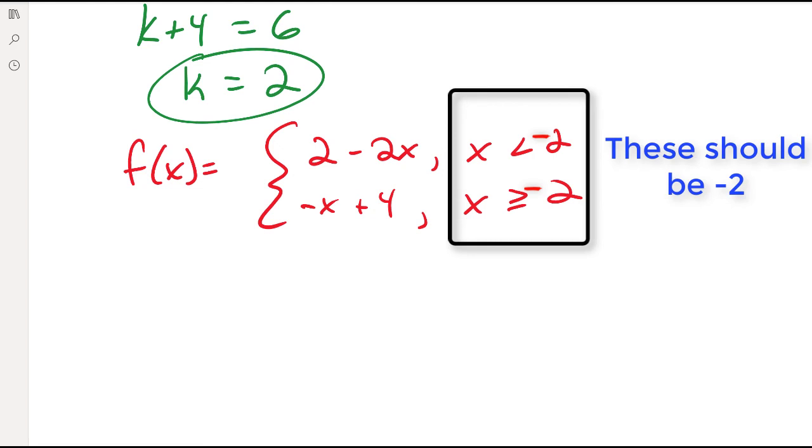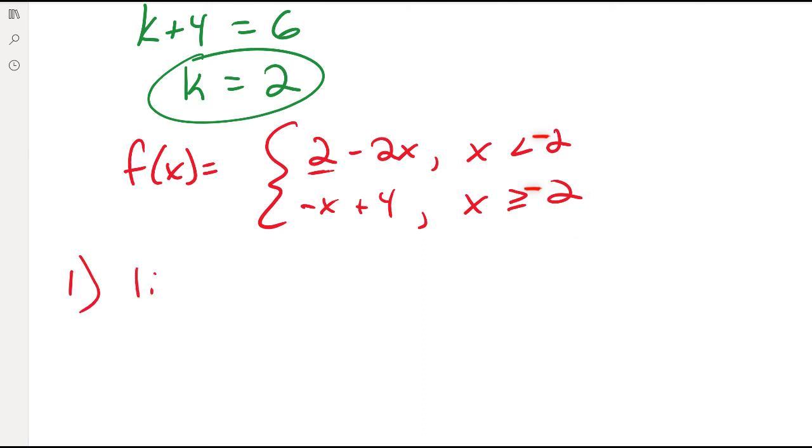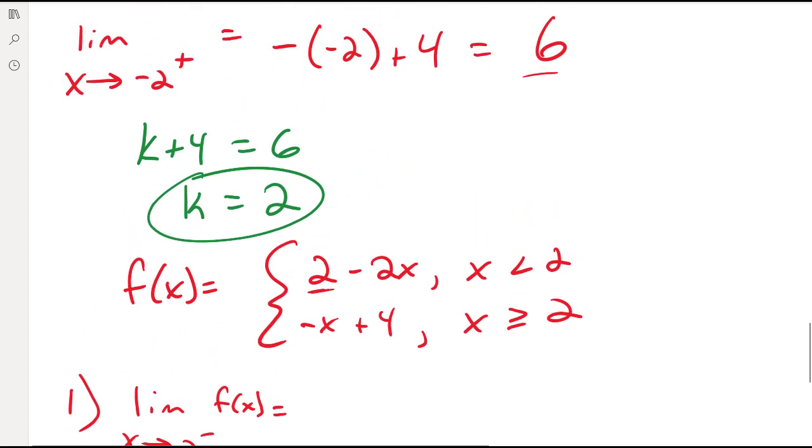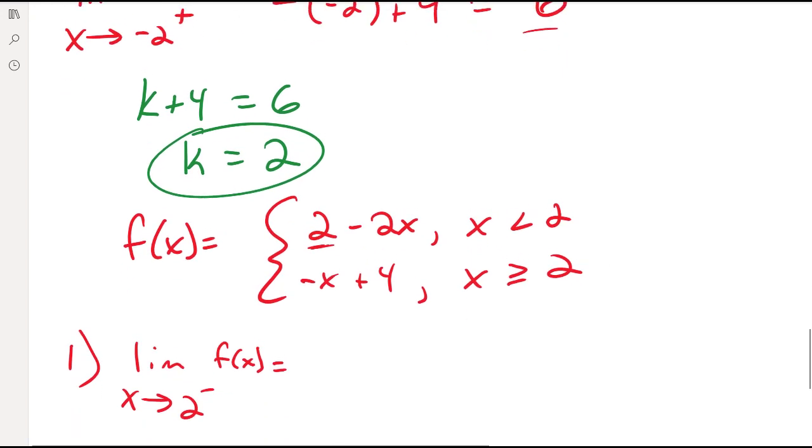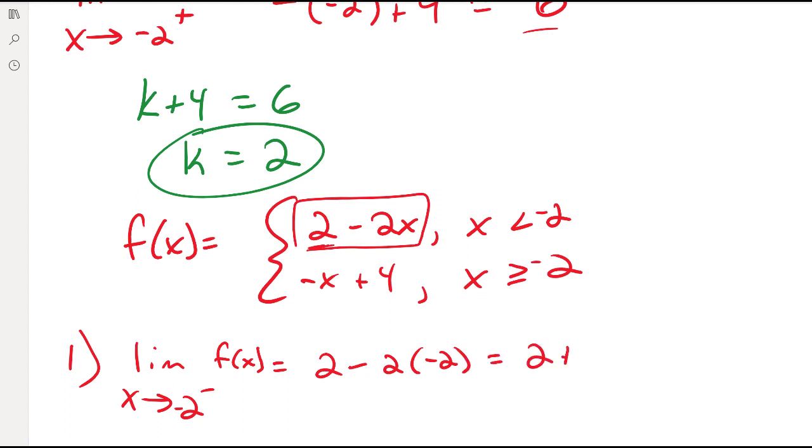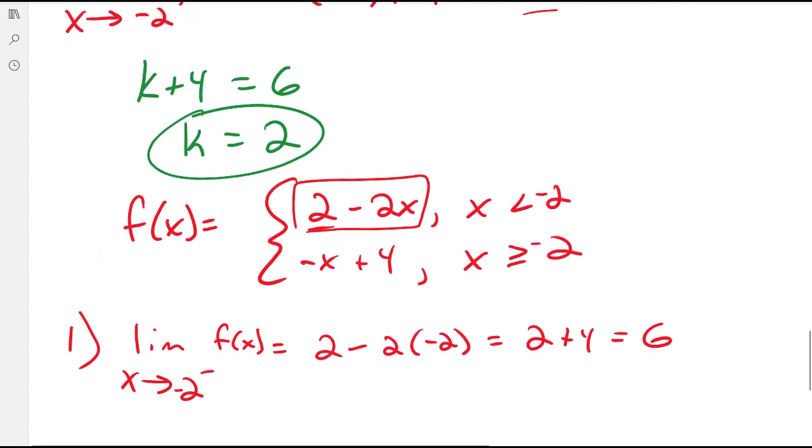Well, let's check very quickly the three conditions to ensure why k equals 2 is the correct answer. First condition, we need the limit as x approaches negative 2 from the left to be the same as the limit as x approaches negative 2 from the right. So let's double check that. I'm sorry folks, that should be negative 2. These should be negative 2s. If I plug in negative 2 into the first part of the function here, it's going to be 2 minus 2 times a negative 2, which will be 2 plus 4, which we get is 6. And we saw that earlier, right?